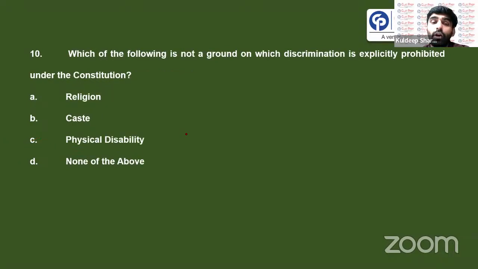Moving on, which of the following is not a ground on which discrimination is explicitly prohibited under the Constitution? Is it on the basis of religion, caste, physical disability, or none of the above? So, answer is physical disability. It's not an explicit ground mentioned under any of the articles. The main article which I am talking about here is Article 15 and 16.